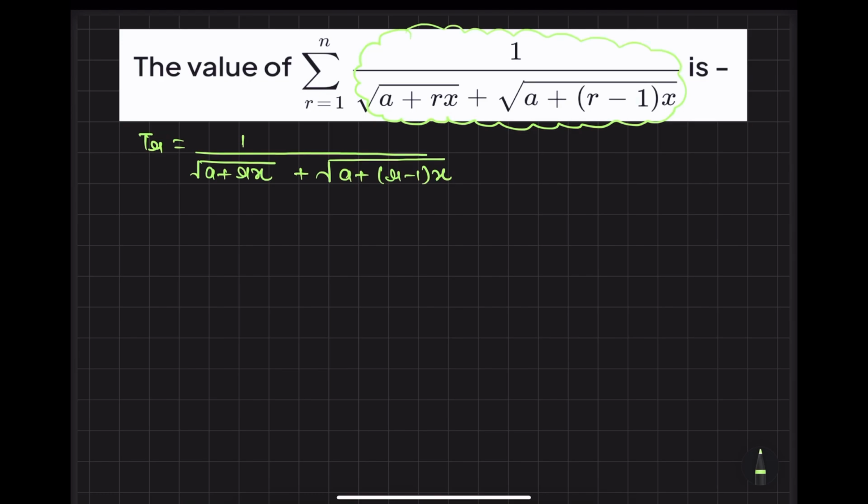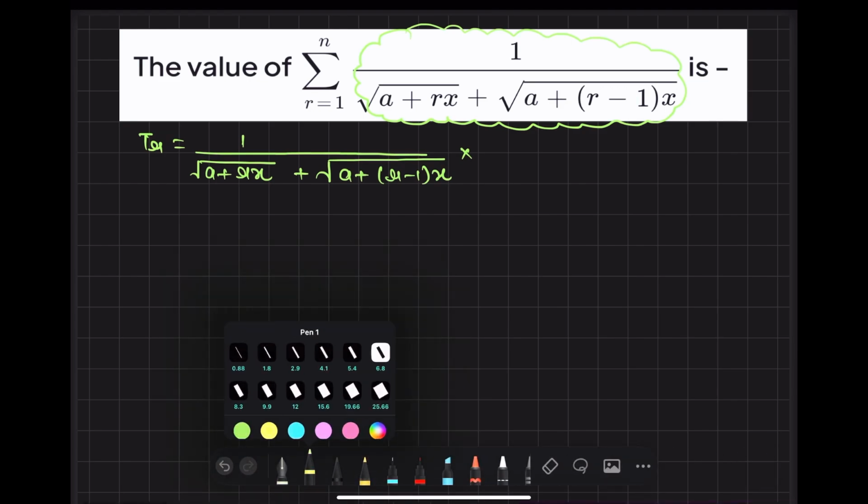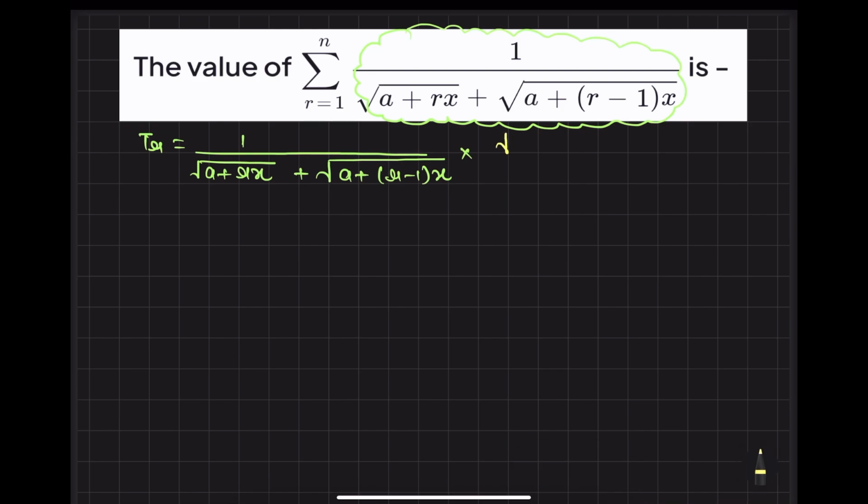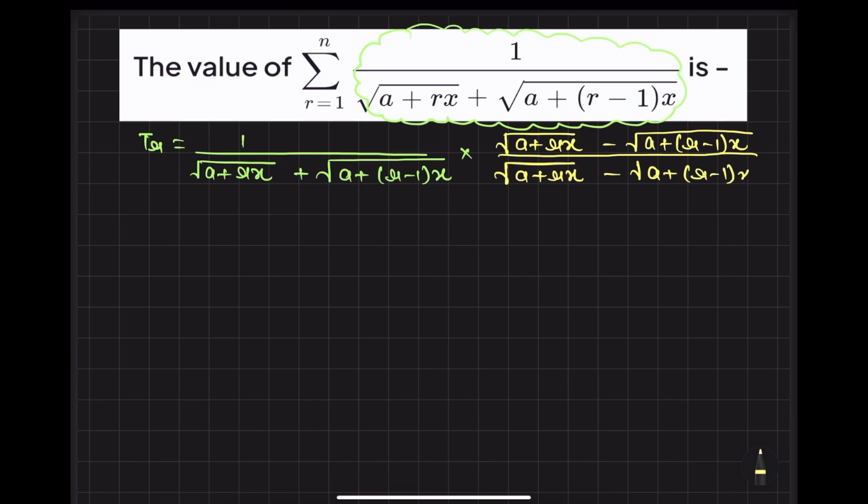Okay, so whenever you witness something inside root in the denominator, always do nothing, go for rationalization. So suppose that we do rationalization. So it is root over a plus rx minus root over a plus r minus 1 x, and we have the same thing on the denominator as well, root over a plus rx minus root over a plus r minus 1 x.